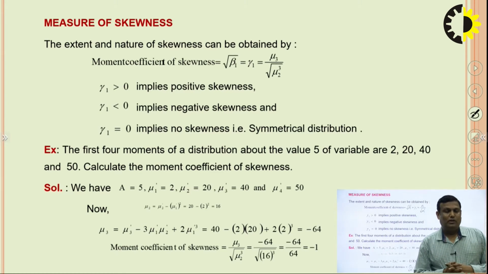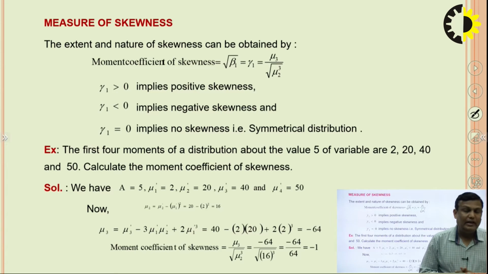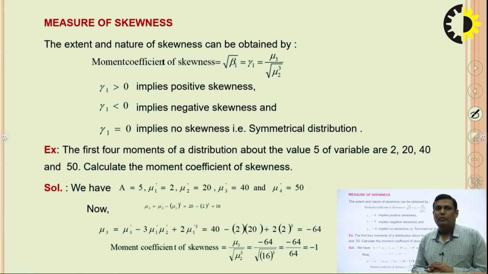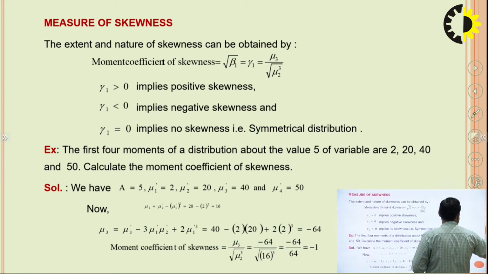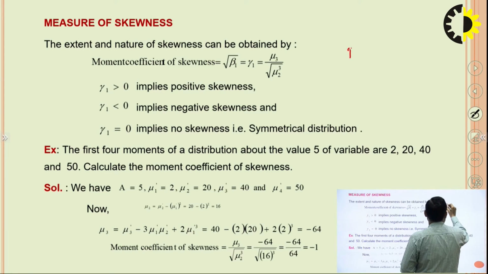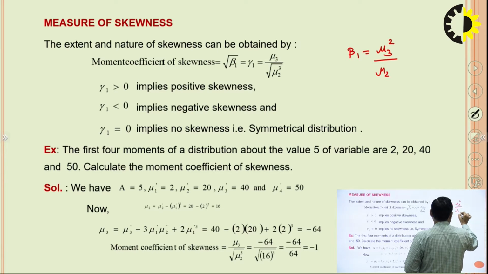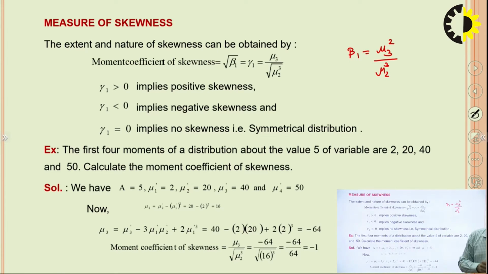as gamma 1. We know that in stats there are beta and gamma coefficients. Here the gamma coefficient is defined for the moment coefficient of skewness, and the value is gamma 1 equal to root beta 1. Okay, root beta 1 equal to the value of beta 1. What is the value of beta 1? The value of beta 1 is mu 3 square upon mu 2 cube.